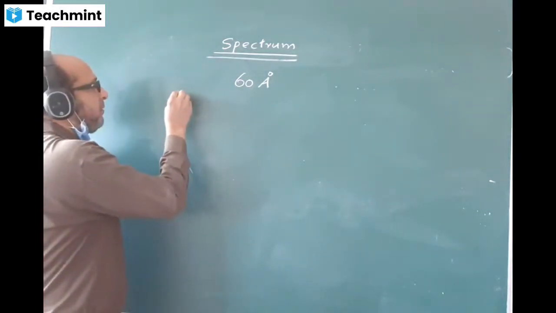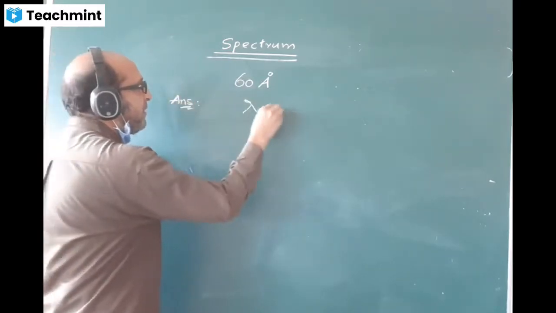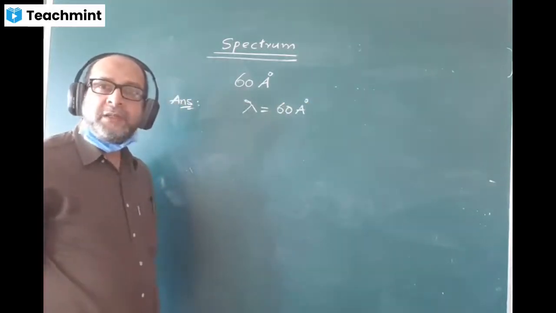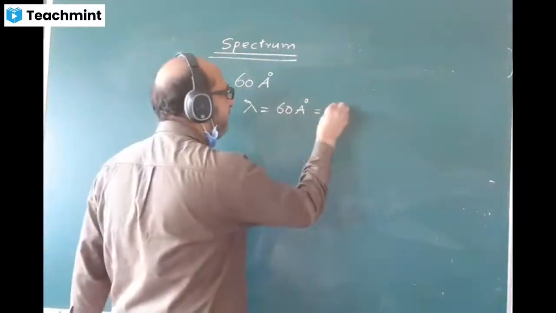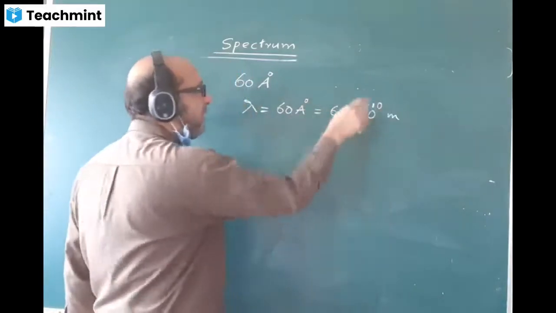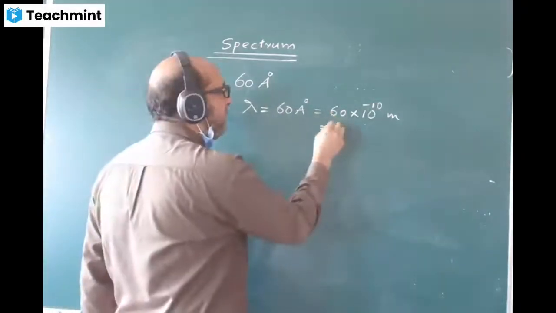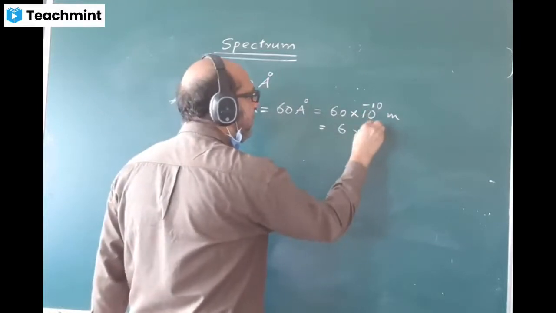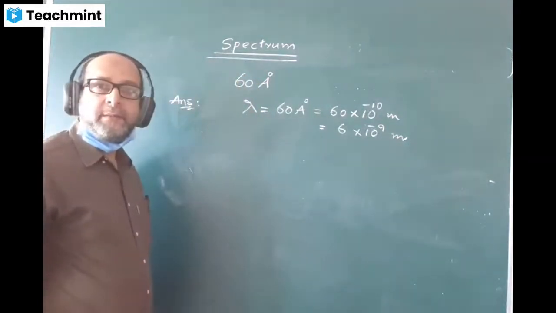Very simple. Now we find the answer. Wavelength lambda is 60 angstrom. We'll change this into meter. 60 into 10 to the power minus 10 meter, since an angstrom is 10 to the power minus 10. We can simplify it: 6 into 10, and the powers will be added, so it is 6 into 10 to the power minus 9 meter.